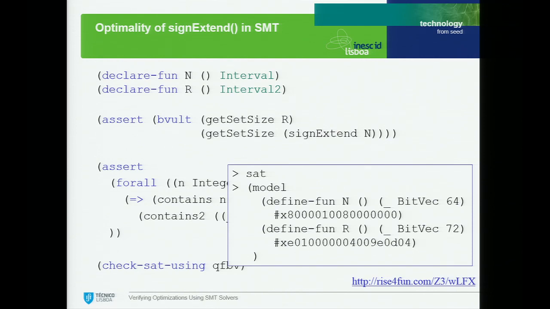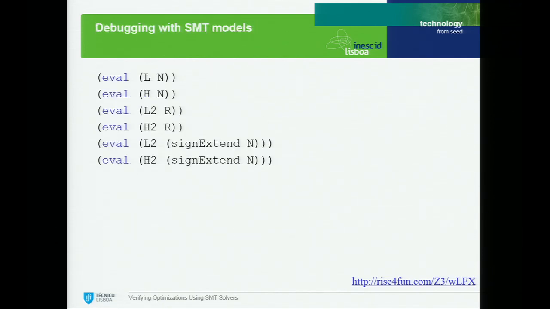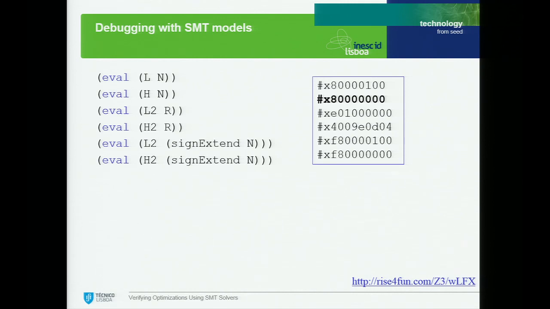But this solution is a bit tricky to read, right? Because we define the interval as a concatenation of integers, whatever. So SMT has some functionalities to help us. So we have this eval, which prints evaluation of expressions in the model. So we can ask, well, what are the limits of these intervals and the limits of the results of the signExtend? And it can give us some values, okay? I'm not going to debug this video online, but the problem is that thing in bold, which is the int min. So it is not optimal when the upper limit is int min.